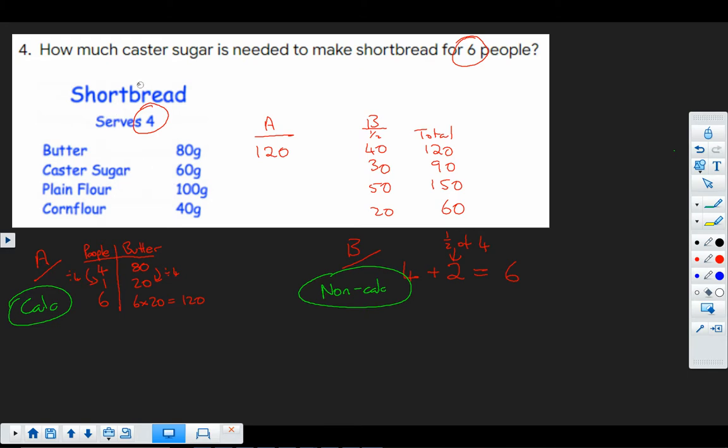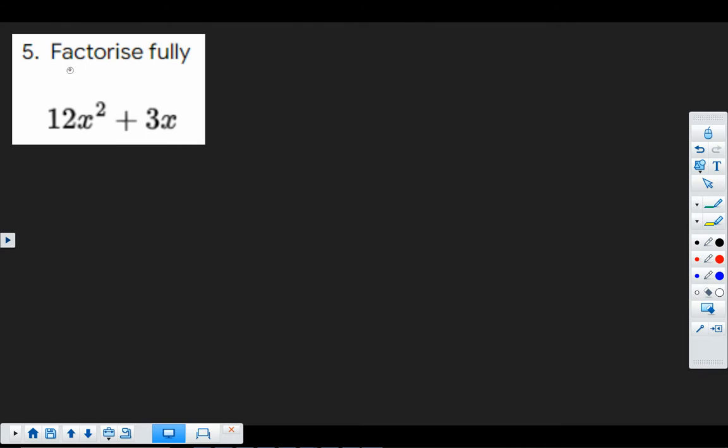In any event, what we were asked to do here is how much caster sugar, and that is here. So our answer is 90, and not to forget our units, 90 grams. And to go and see some more of these recipe questions, in particular type B, then go to Nugget 16.02 on Century. Okay, question 5.